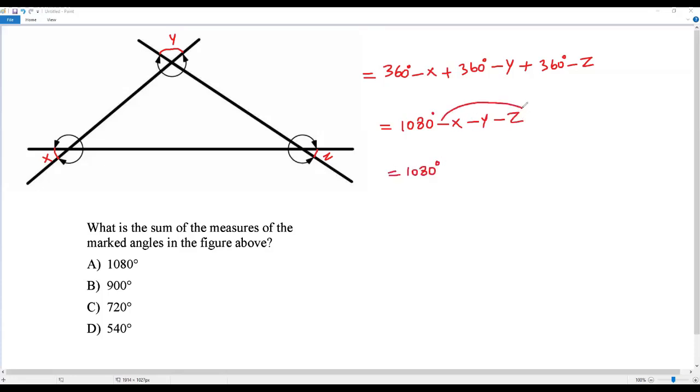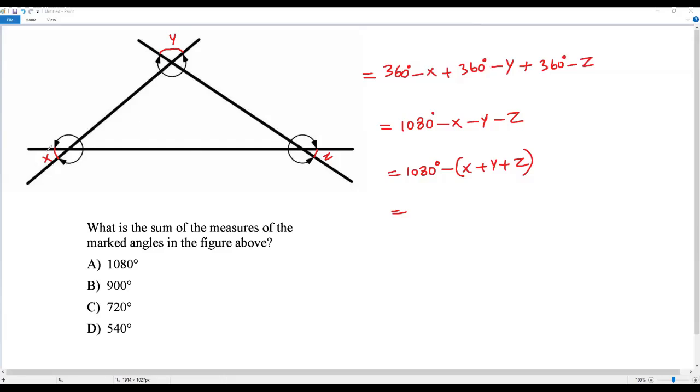Since all three quantities we have over here are negative, we can factor the negative sign out. When I factor the negative sign out, I have to change the sign of each of these three terms. All three terms are negative. When I change the sign for all three terms, I get positive x, positive y, positive z. Now our aim is to get the value of the expression x plus y plus z. Then it has to be subtracted from 1080 degrees to get the sum of the measures of the marked angles in the given figure. Now let me go to the figure here.